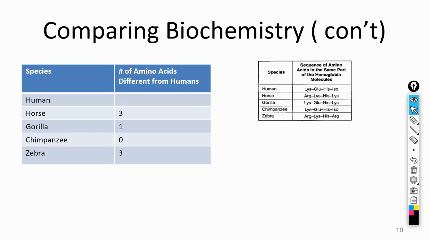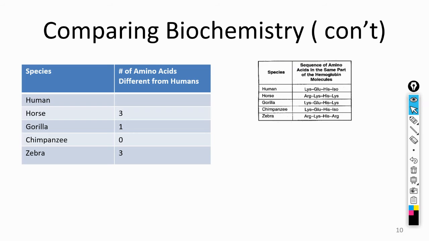Taking a look at biochemistry, if we look at the chart on the right, we have several different species: a human, a horse, a gorilla, a chimpanzee, and a zebra. What we also have is the sequence of amino acids in the same part of the hemoglobin molecules. Remember, hemoglobin is the protein in red blood cells that carries oxygen.